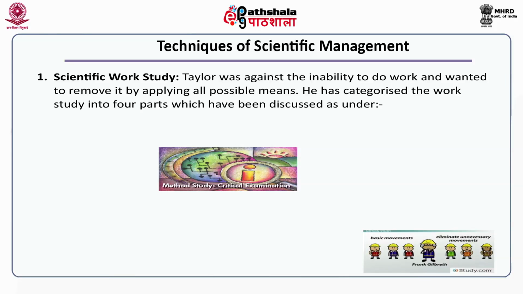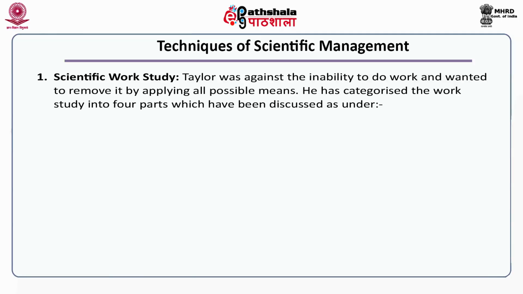These techniques are: number 1, scientific work study. Taylor was against the inability to do work and wanted to remove it by applying all possible means. Therefore, he conducted various experiments and evidenced that if the steps in the production process are reduced to minimum, if at the time of doing work needless movements of the body are removed, if the time necessary for performing a work is properly determined, and if the employees are not treated like animals at the workplace, then the inability to do work can be removed completely from the organization.